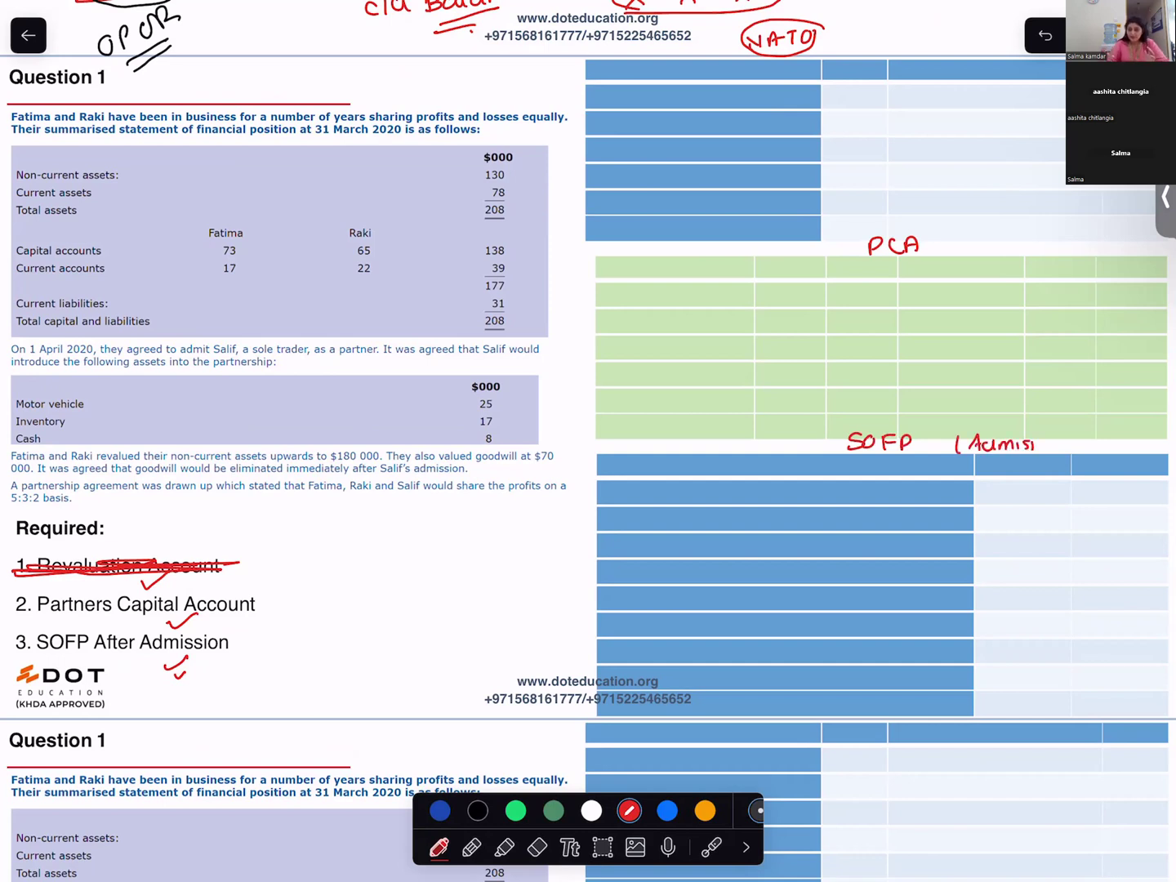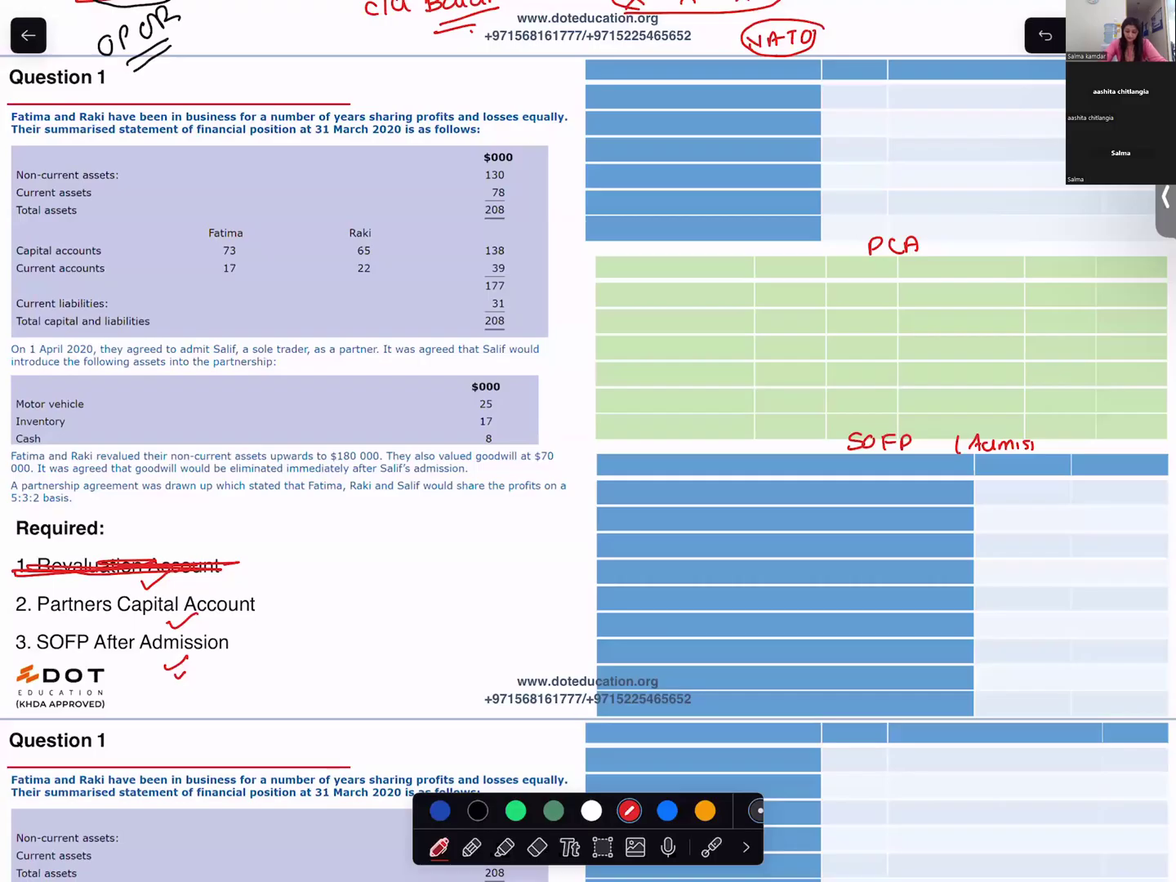Think yourself. Try to apply the steps yourself. Keep the steps in front of you. Prepare the partner's capital account and SOFP, and then we will discuss with each other. Works with you?